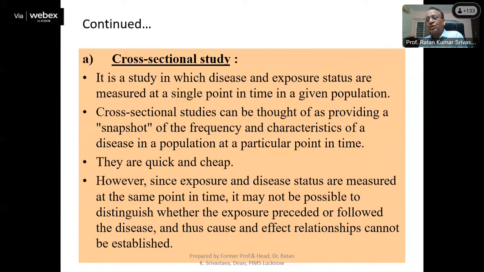Out of 2, after 6 months, they developed disease. 10 people, they were not exposed. Even then, from them, 4 or 5 people develop disease. This could be your observation.